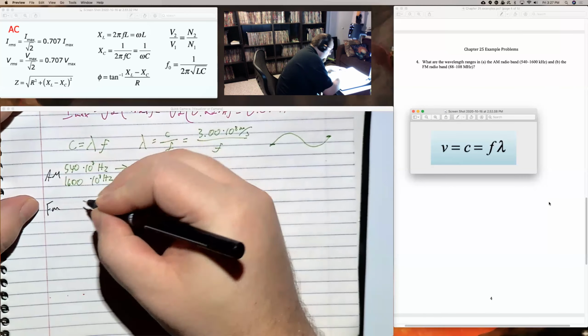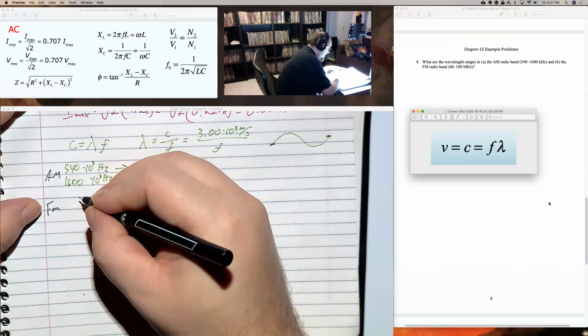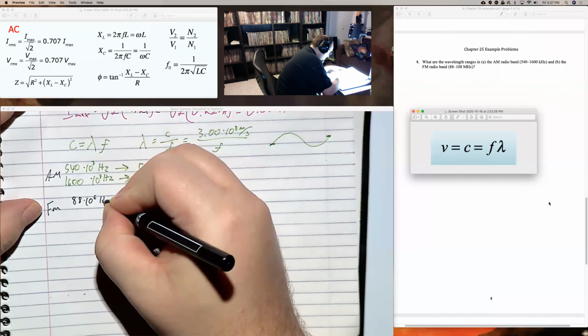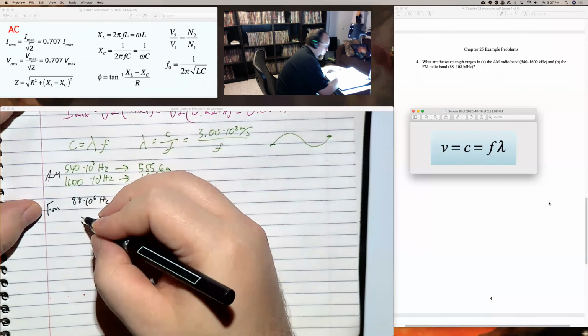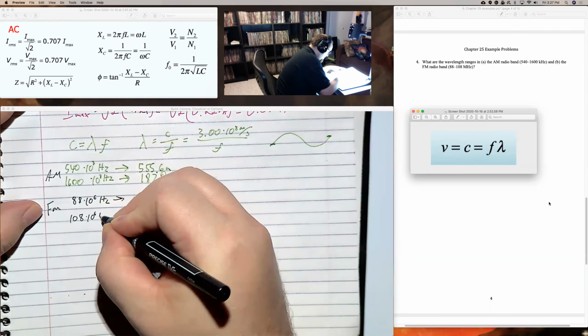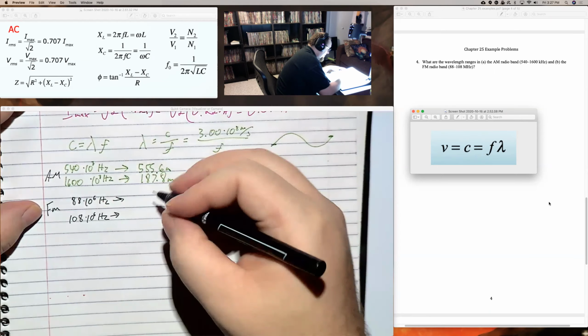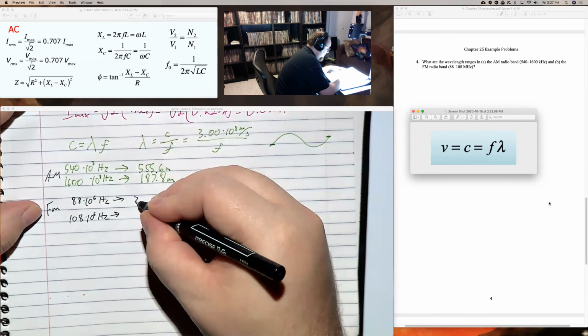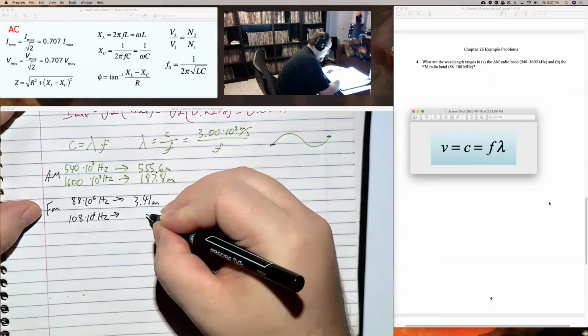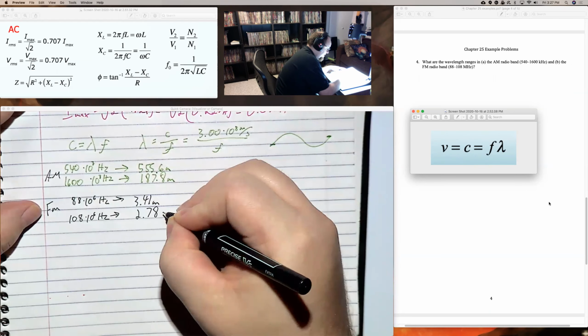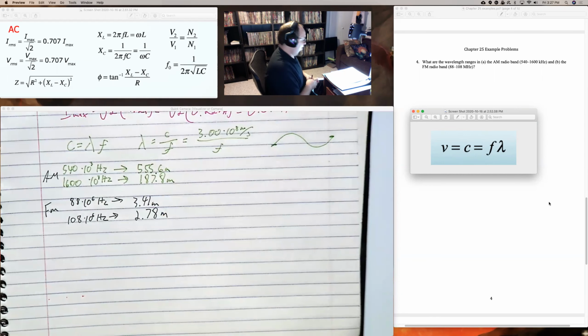For FM, my range was 88 megahertz to 108 megahertz. And plugging into the same equation, that'll give me much smaller waves, so between 2 and 3 meters. Well, 2.7 and 3.4. FM does travel long distances, but it doesn't travel through material as well. But it still can do it pretty decently.